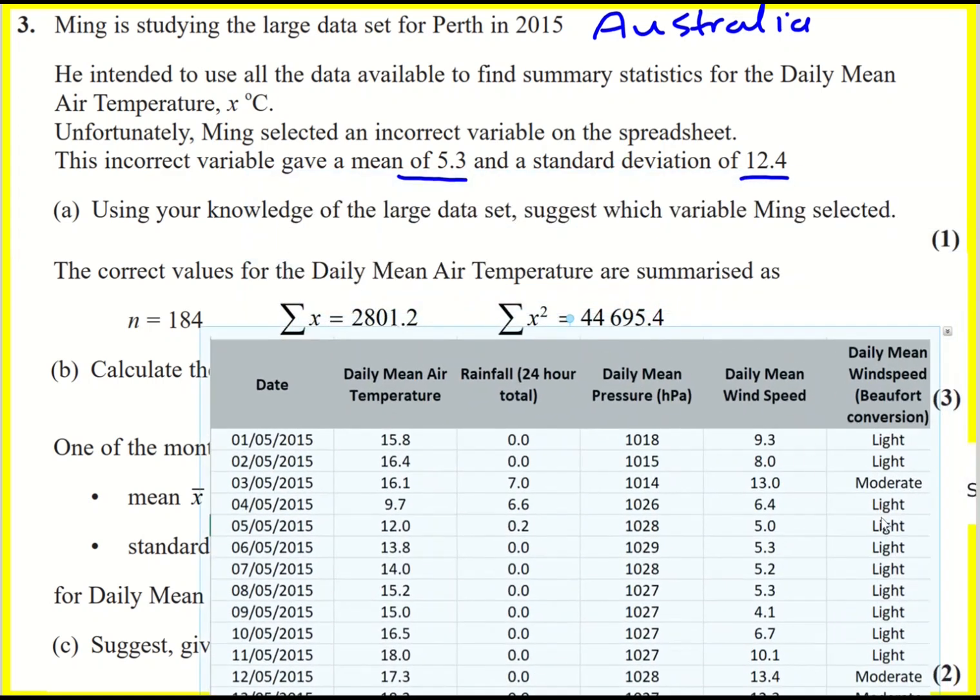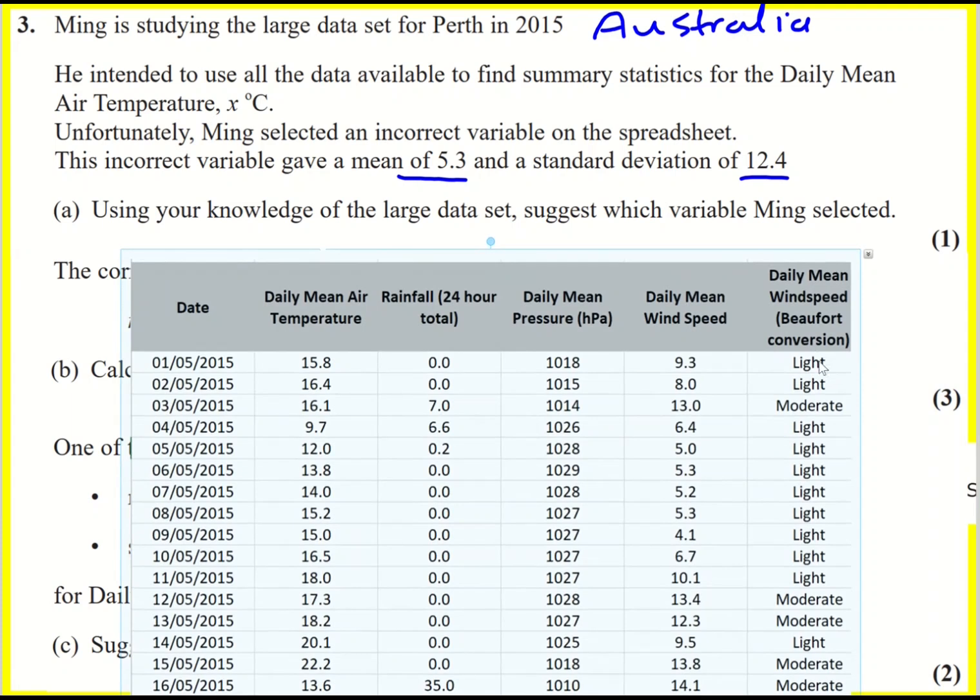So we've only got a few to remember. Daily mean wind speed, as a Beaufort conversion, was just like words. The pressure is in the thousands. You've got to remember that. So it's either between rainfall or daily mean wind speed.